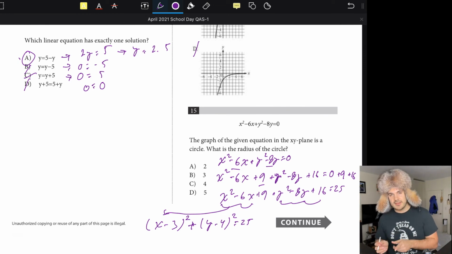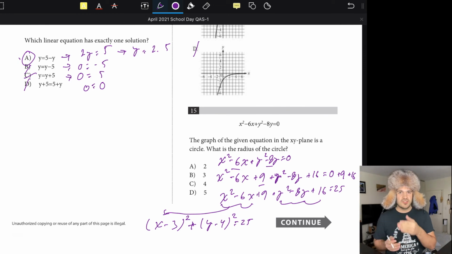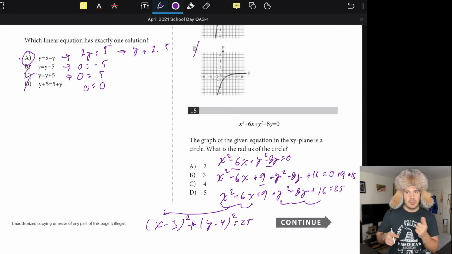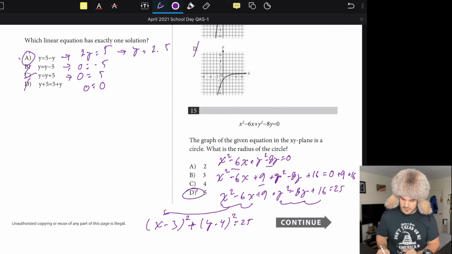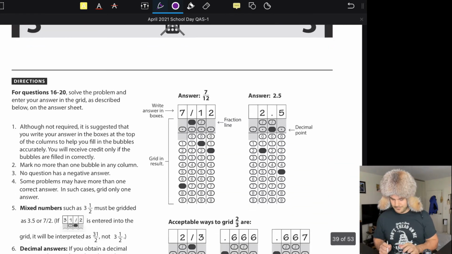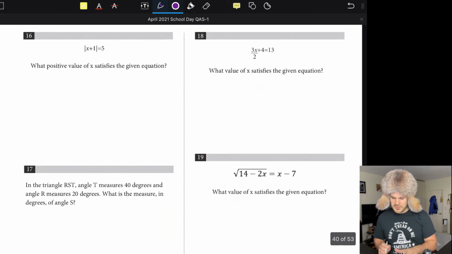So since the right side of it is 25, remember the equation of a circle is x minus h squared plus y minus k squared equals r squared. So if r squared is 25, that means that r equals 5. So D is the answer. Cool. On we go, almost done.